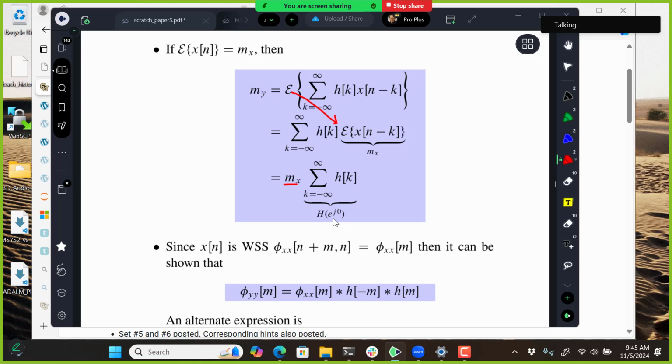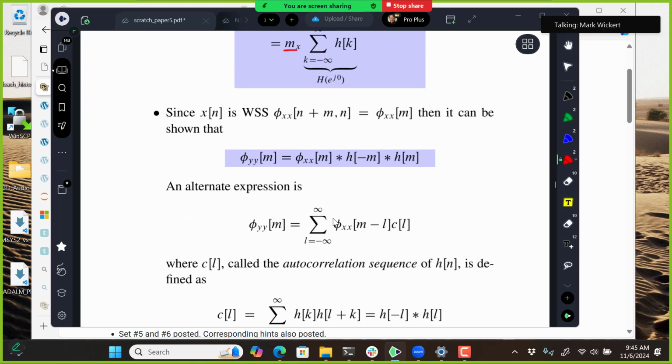We can also go after the autocorrelation function at the output in terms of the input, and that is more complicated. Just to be quick about it, you can show that it's going to be the autocorrelation of the input convolved with the time reversed impulse response convolved with the impulse response. Why does the impulse response show up twice in here? It's because each y in this phi yy involves a convolution of x with the impulse response. So that's where that's coming from.